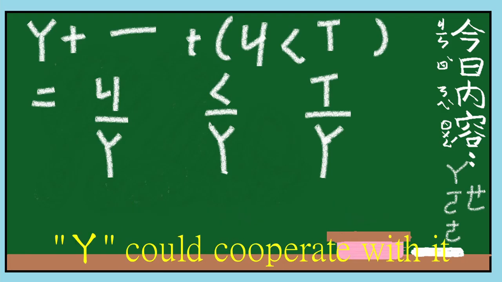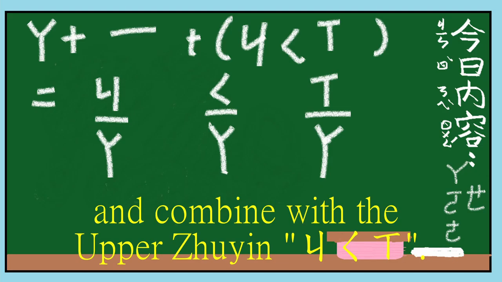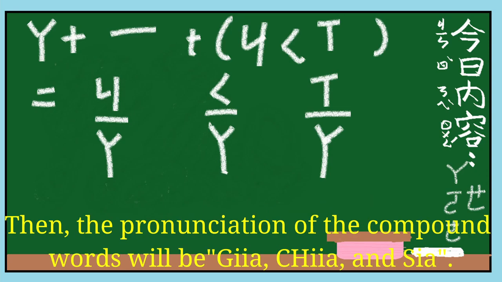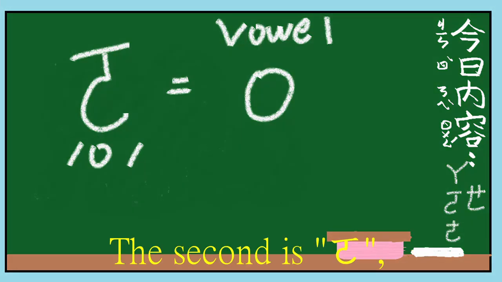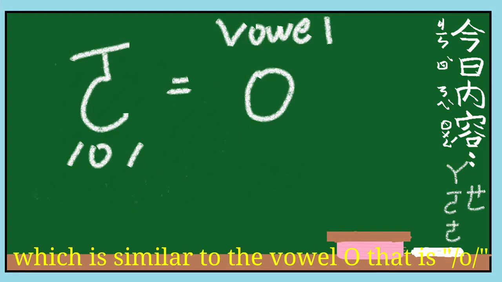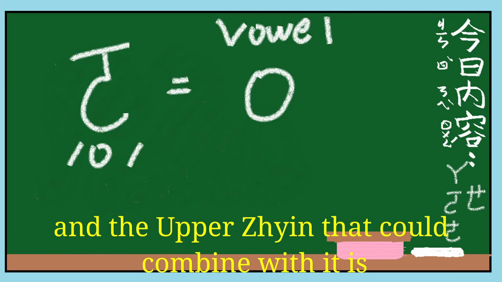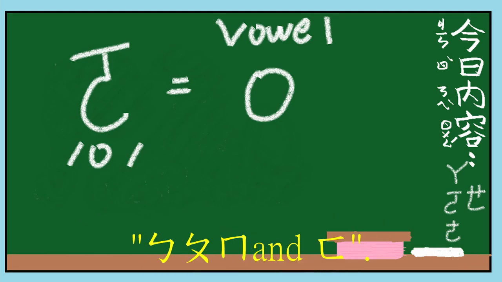However, a could also combine with the downward zooming e and u, whose pronunciation is ya and wa. Especially with e, a could cooperate with it and combine with the upper zooming j, q, x. Then the pronunciation of the compound words will be jia, qia, and xia.